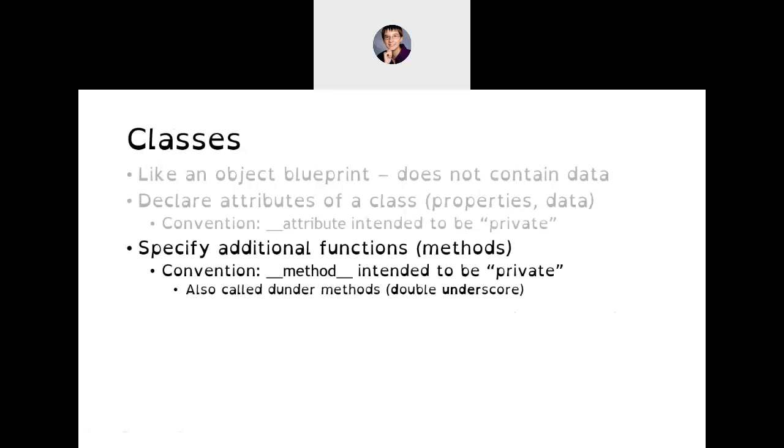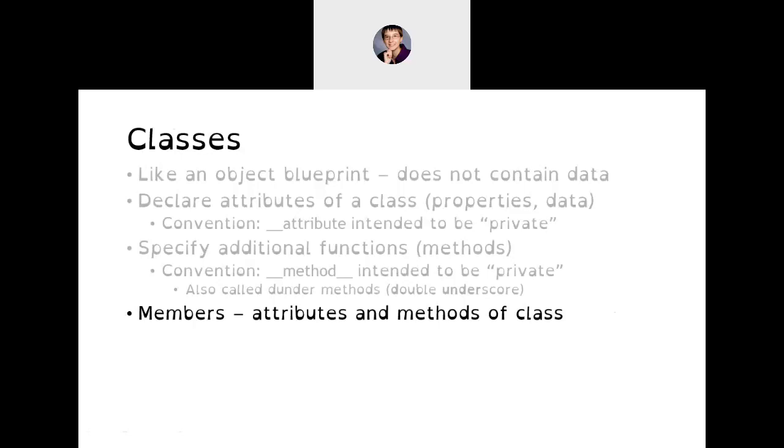So the convention is if you have something that's meant to be private and only used kind of behind the scenes, you surround it with double underscores, right? So we'll see some examples of common ones that you encounter for these types of methods, right? And if you see somebody refer to them as dunder methods, right, double underscore methods. And then collectively, these methods and these attributes, you'll hear them referred to as members of the class, right? So just all of the things that are associated with that particular class.